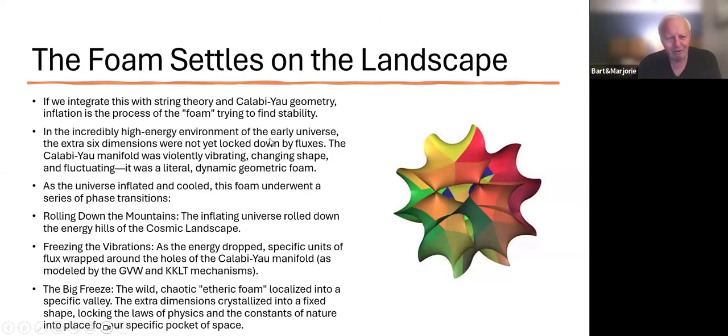In the incredibly high energy environment of the early universe, the extra 6 dimensions for the matter, the compactified matter subspace, were not yet locked down by fluxes. The Calabi-Yau manifold was violently vibrating, changing shape, and fluctuating. It was a literal dynamic geometric foam. But as the universe inflated and cooled, this foam underwent a series of phase transitions. The inflating universe rolled down the energy hills, the cosmic landscape. As the energy dropped, specific units of flux wrapped around the holes of the Calabi-Yau manifold, as modeled by the GVW and KKLT mechanisms, and we had a big freeze.